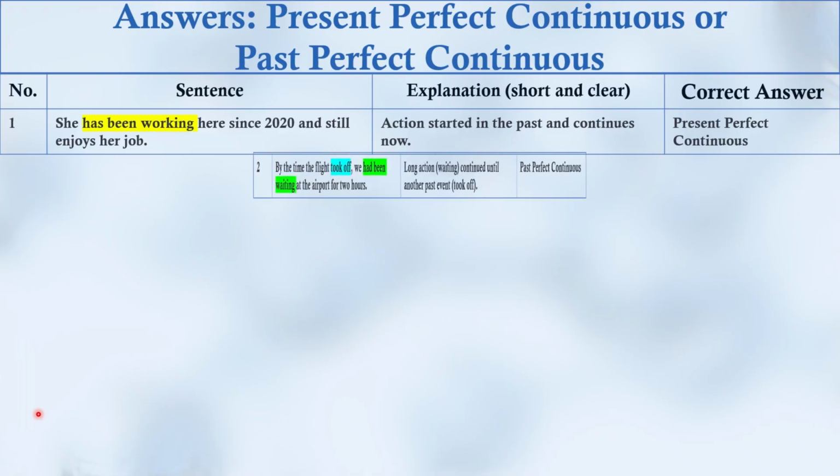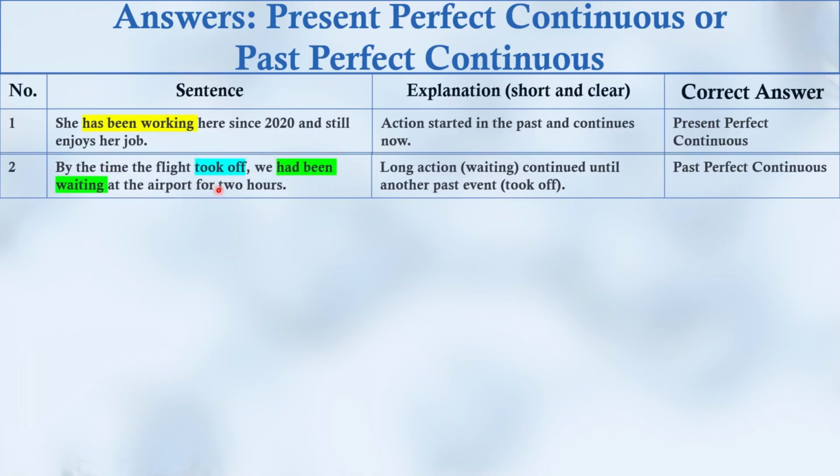Number 2. By the time the flight took off, we had been waiting at the airport for 2 hours. Here, the action of waiting happened first and continued until the flight took off. So, we use had been waiting, the past perfect continuous. Notice the second clause, the flight took off, is in the simple past, showing what happened next.